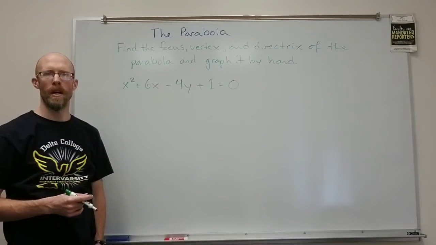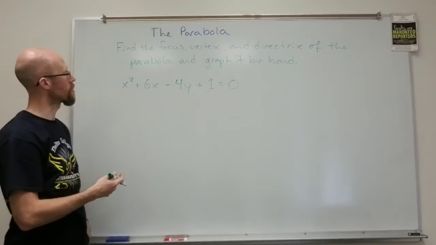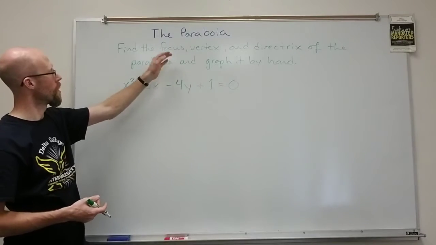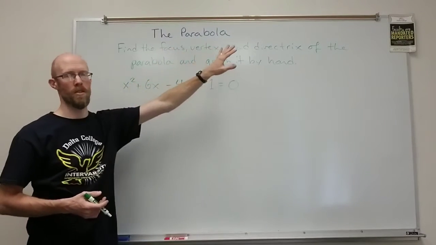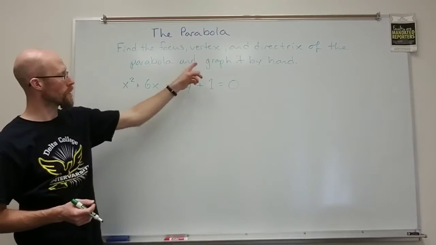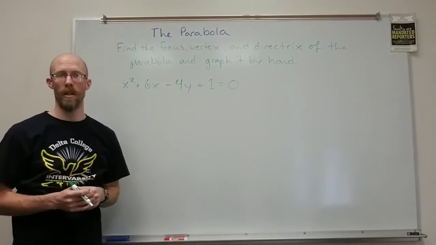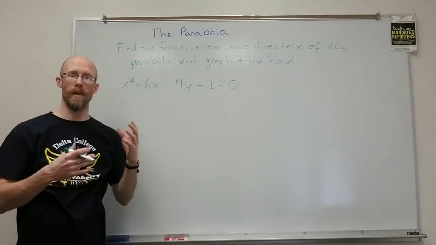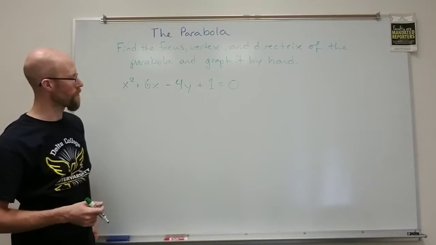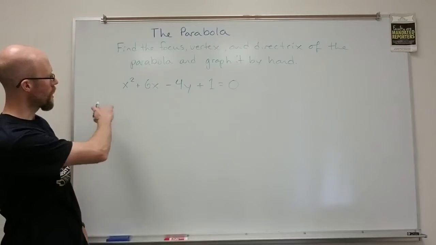Here in this example, I have an equation and I want to find all the pieces of information about the graph, particularly the focus, vertex, and directrix, but ultimately we're going to need a couple other things in order to get the graph figured out. The ends of the latus rectum, the axis of symmetry, maybe even some intercepts if they work out okay. So I have an equation here.